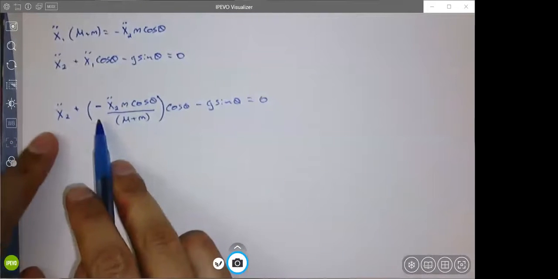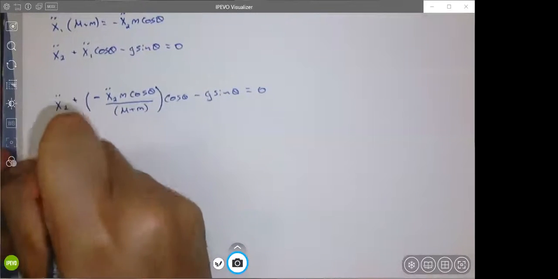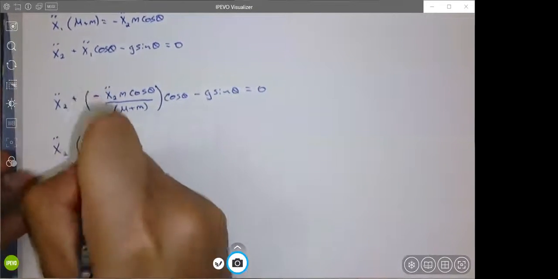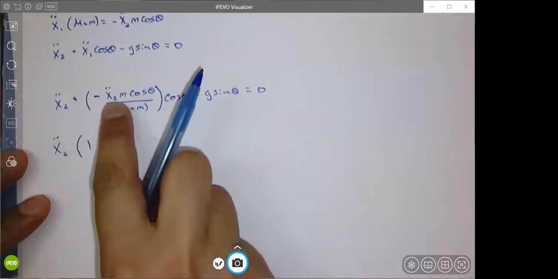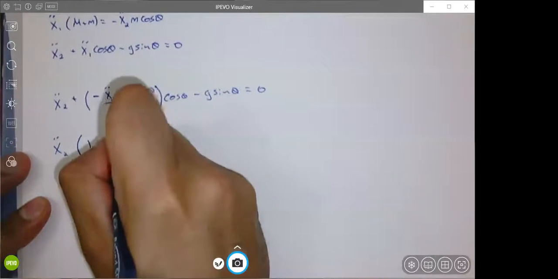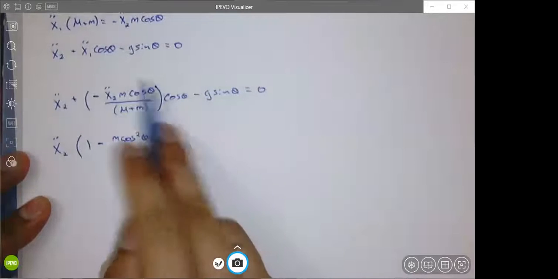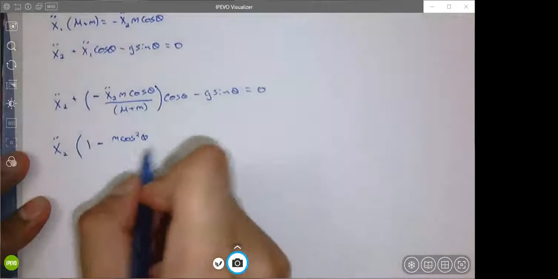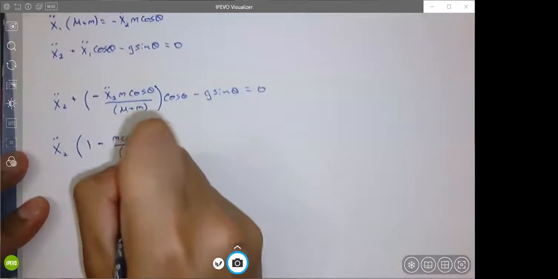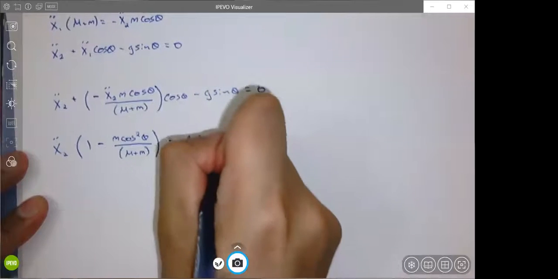So from here, we can factor out the x2 double dot, the acceleration, parentheses 1, because there's 1 here and then there's 1 there, 1 minus, plus minus becomes minus sign, m cosine squared theta, cosine goes into here, yeah, that works, cosine squared theta, and we have big M plus little m equals g sine of theta.